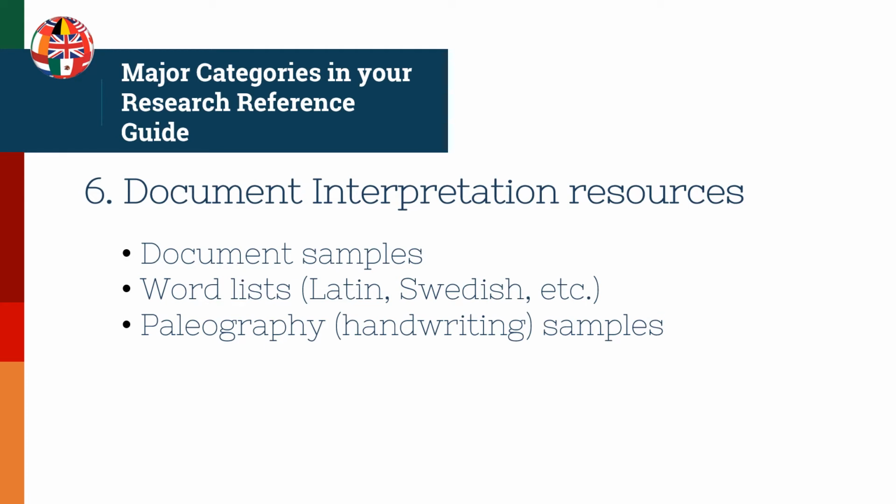Level 2 of the ICAPGen test includes a section on document interpretation. So another category to include in your research reference guide would be anything that would benefit you for that part of the test. You could include document samples, word lists, such as a Latin word list. You could also include paleography or handwriting samples.